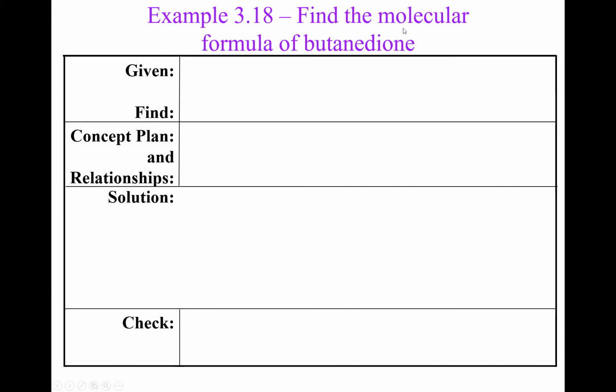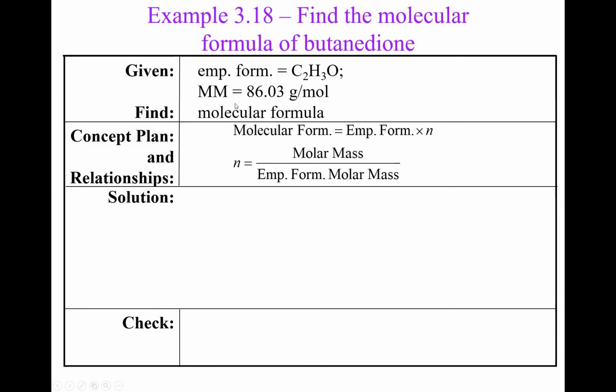Okay, this 13.18 is butadiene, some organic molecule. Again, it's not an OChem class, but most people do have to take OChem, so they throw these in here to foreshadow. This one's telling you the empirical formula, which is left out of the top part, but saying it's C2H3O. And if the molar mass is 86.03, what is the molecular formula?